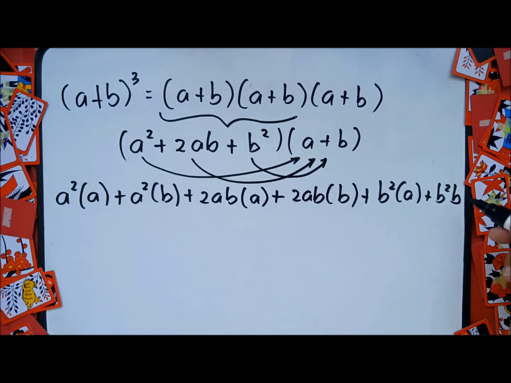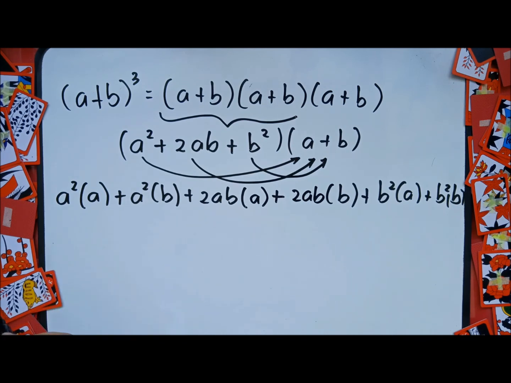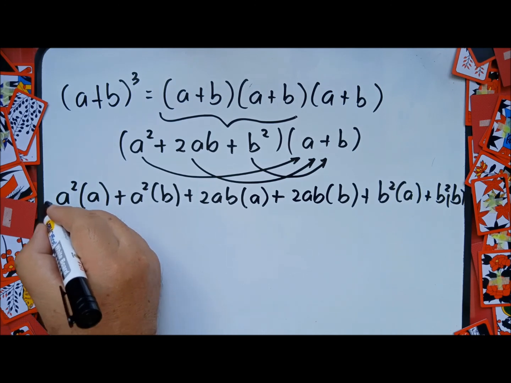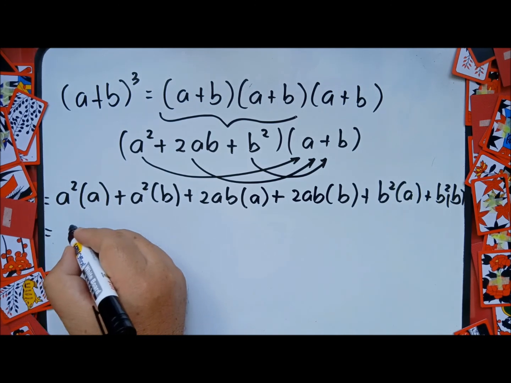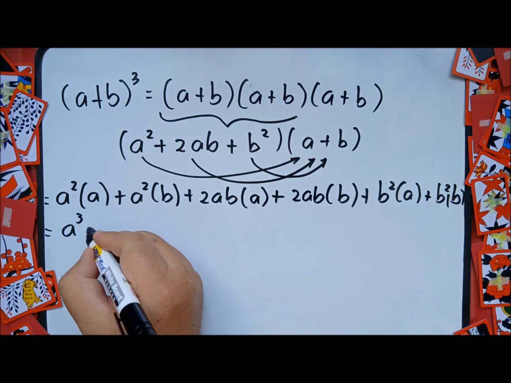Okay, so let's put a small here. Now, simplify. Product rule of exponent, same base. Copy the base, add the exponent. 2 plus 1 is 3.